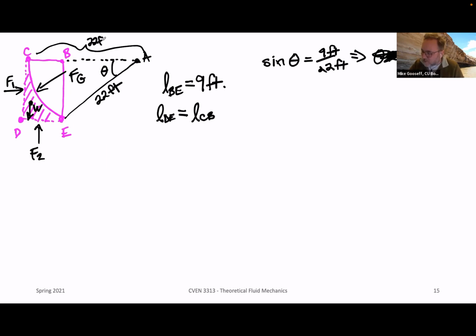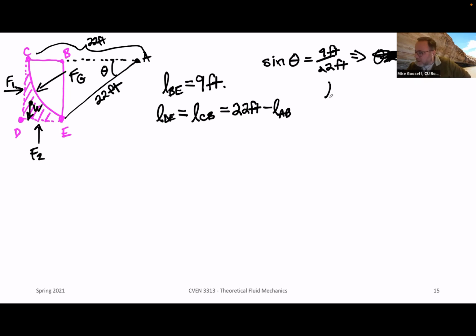This is just part of this radius that goes out from A. So this is going to be equal to 22 feet minus the length from A to B. How do we figure out A to B? Well, luckily we have this theta value here. Now that we know this angle, we know that the cosine is this length L from A to B over 22 feet. So we can solve for LAB.